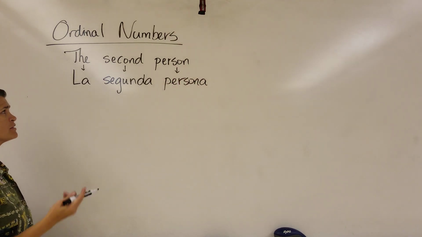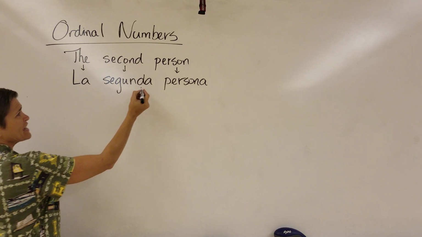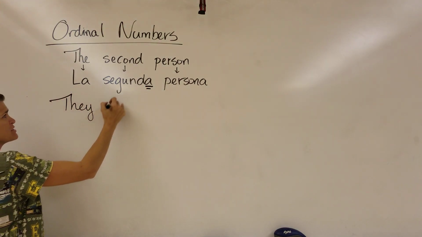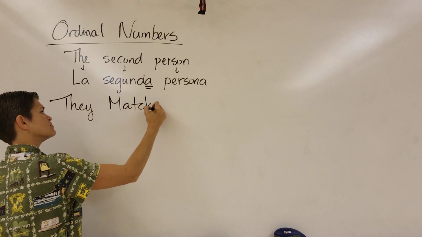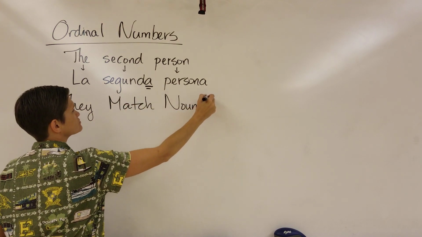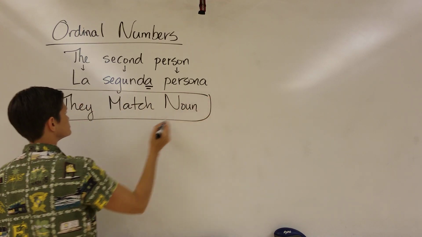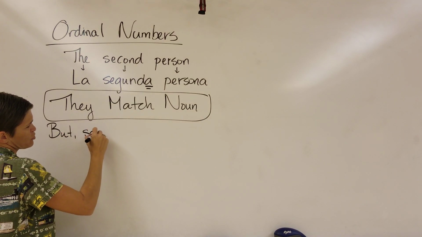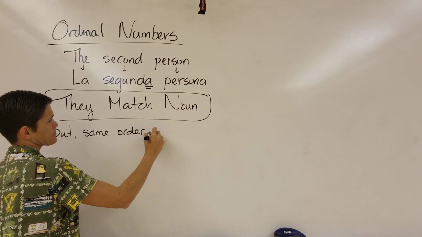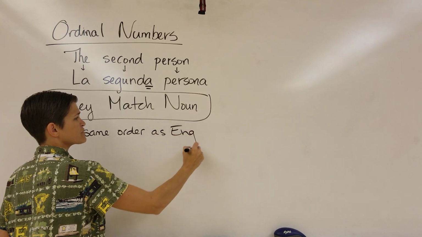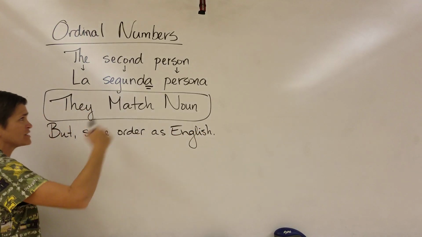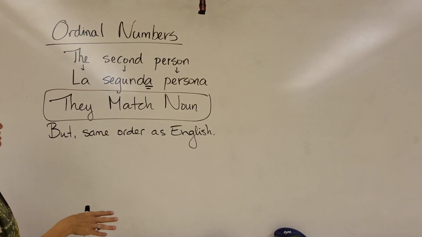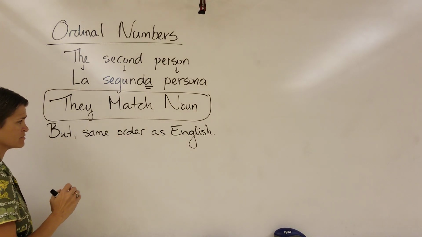So ordinal numbers can be a little weird because they behave as adjectives in that they match the noun. But they have the same order as English. Every other adjective that we've been using so far, we moved it to after the noun. But ordinal numbers, same order as English, but we do still need to match the noun.